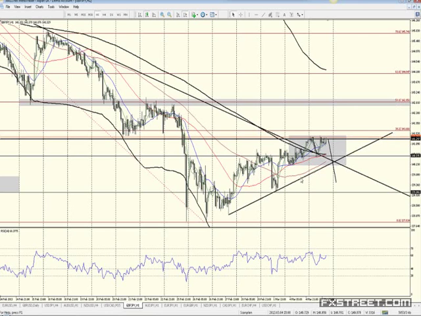Let's look at this as a sort of possible corrective channel back up to 50%. Once we cross back above 140.150.